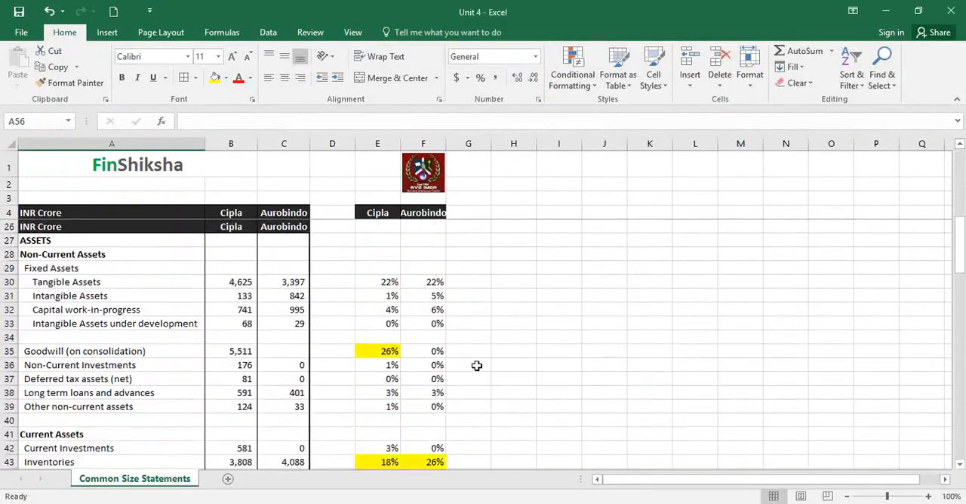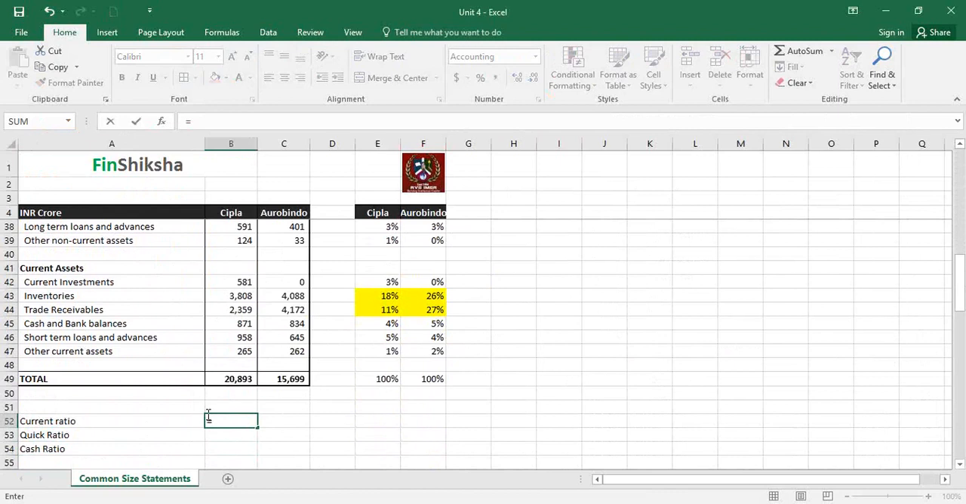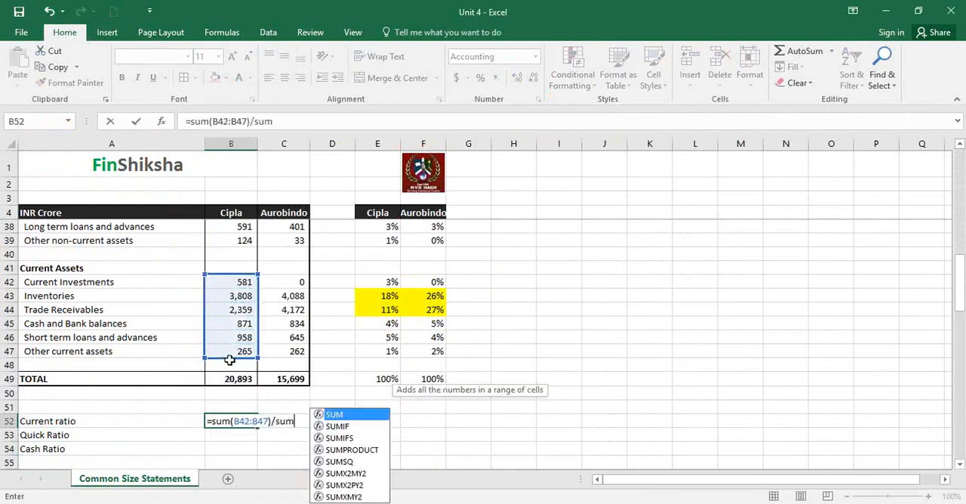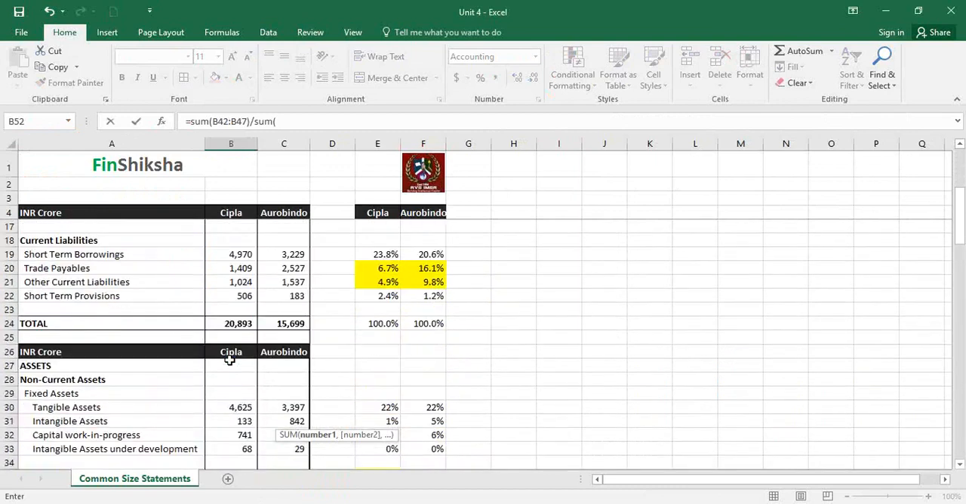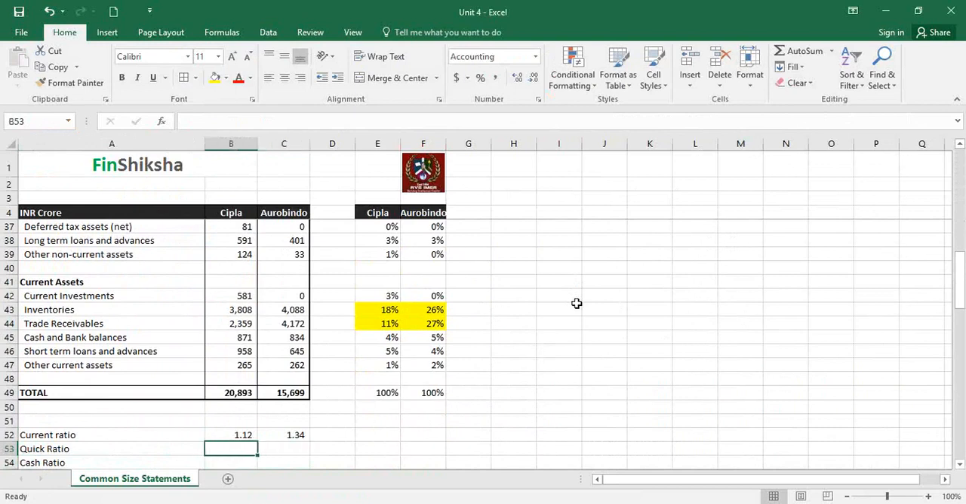So here we go. We can calculate the ratios here. Let's write down current ratio, quick ratio, and cash ratio for both the firms. Let's calculate that first. So current ratio is the sum of all current assets divided by the sum of all current liabilities, correct? That's my current ratio, and we find that that's higher for Aurobindo.